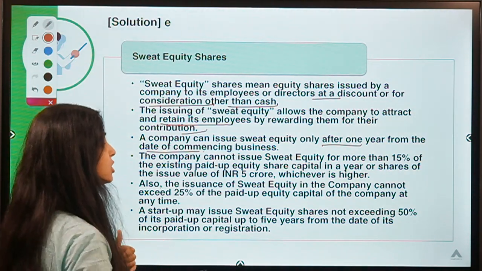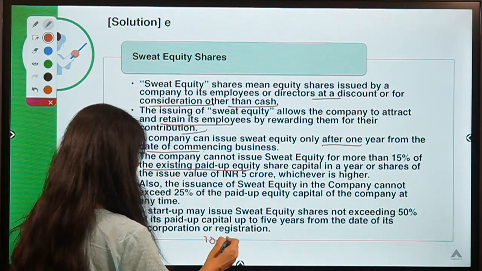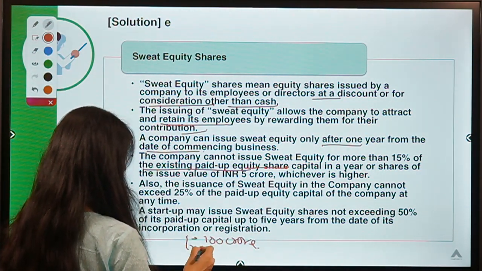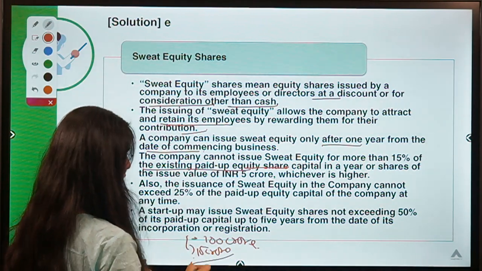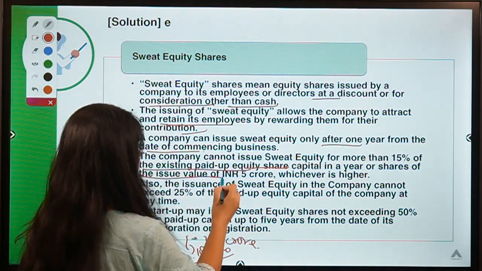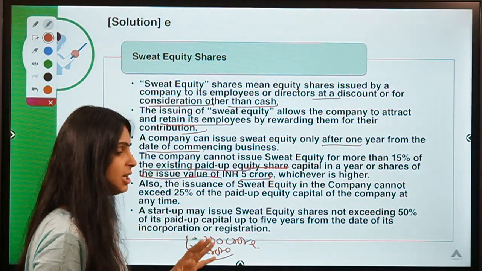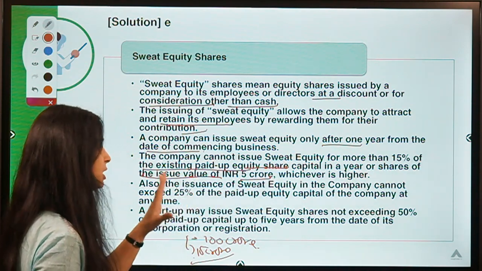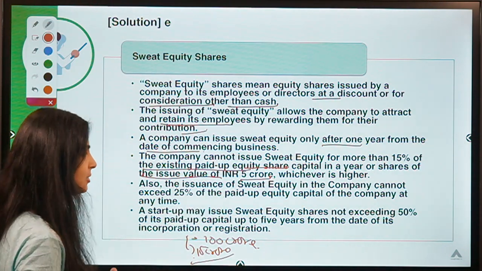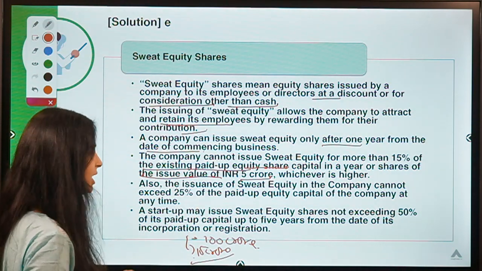A company cannot issue sweat equity shares for more than 15% of its existing paid up capital. So let's say if the paid up equity share capital is 100 crore, then they cannot issue sweat equity shares of more than 15 crore, more than 15%. In a year, all shares, the value of INR, Indian rupee, 5 crore. So in a year, they can at most issue 15% of their paid up capital as sweat equity shares, or 5 crore, whichever is higher, right? So if 15% comes out to be higher than 5 crore, then 5 crore is the limit.